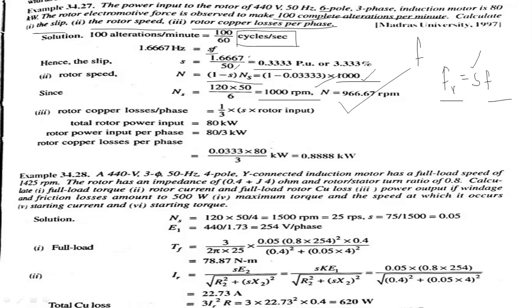Next, the last one: the rotor copper loss per phase. First you find the rotor input, and if you convert it into per phase, you can get the rotor copper loss. Rotor copper loss will be S into rotor input, S into P2. Per phase, so divided by 3. The rotor input is given as 80 kilowatts. So 80 kilowatts into S divided by 3 gives the rotor copper loss per phase.